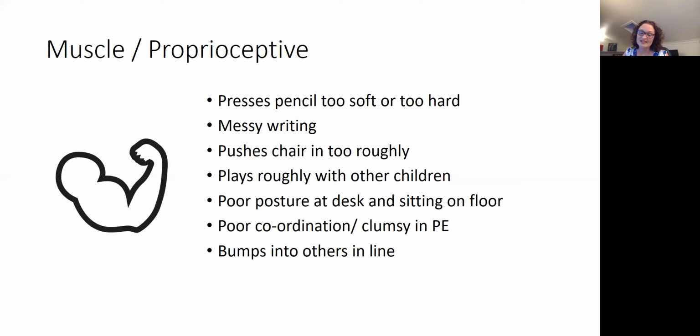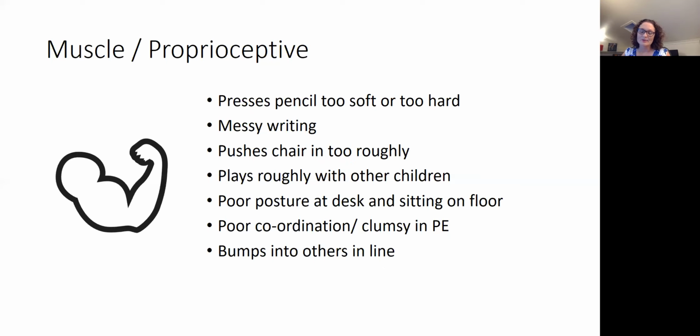Kids who have poor posture at the desk or sitting on the floor, so we often work with kids to increase their core stability so they can have the strength to be able to stand up or sit up or to sit on the floor. And also offering alternate seating arrangements can be really helpful to make it more comfortable for sitting for longer periods. Kids who have poor coordination or are clumsy, again, don't have that body awareness or coordination to be able to do what they need to do. And they often get picked on as well, which is not very helpful for their self-esteem.